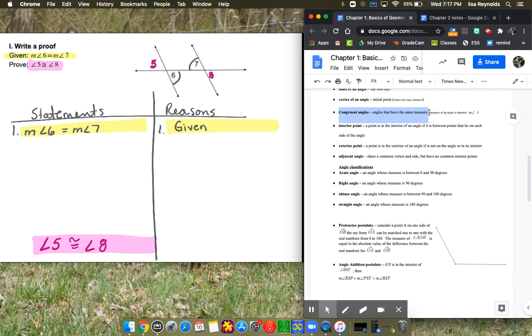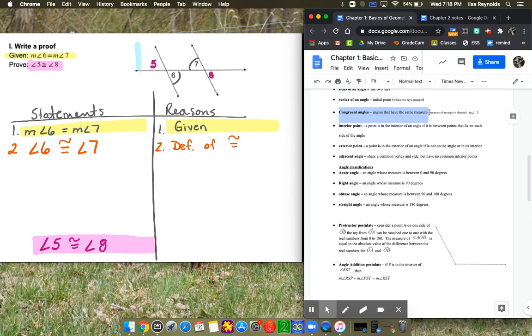Since my final statement has a congruent symbol, I want to go ahead and get a congruent symbol here. So I'm going to apply my definition of congruent. And I'm going to say that my angle 6 has to be congruent to angle 7 because of having equal measures. Well, I now have a congruent statement, and I'm trying to prove a congruent statement, but my numbers are all wrong.